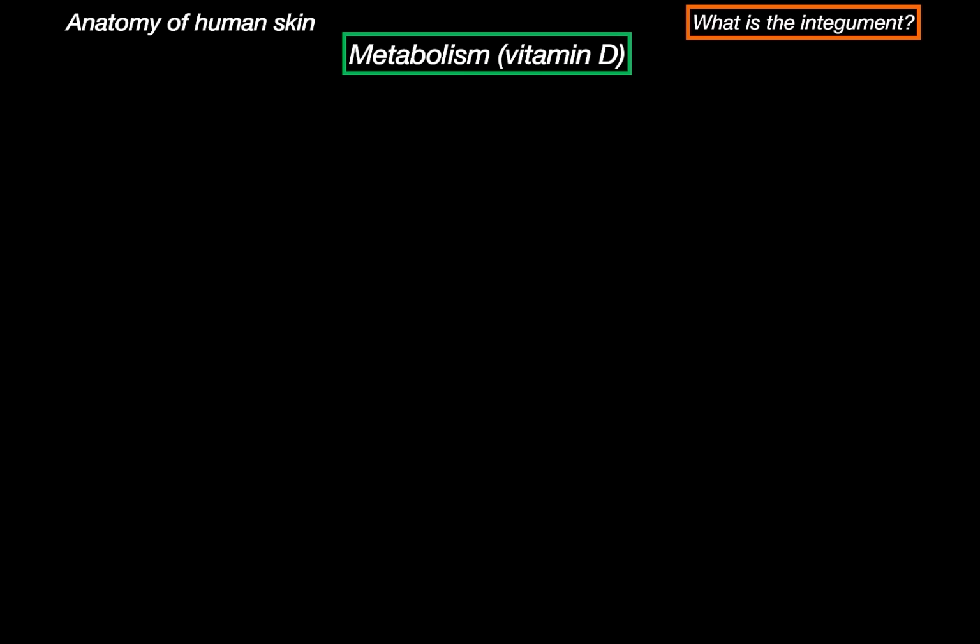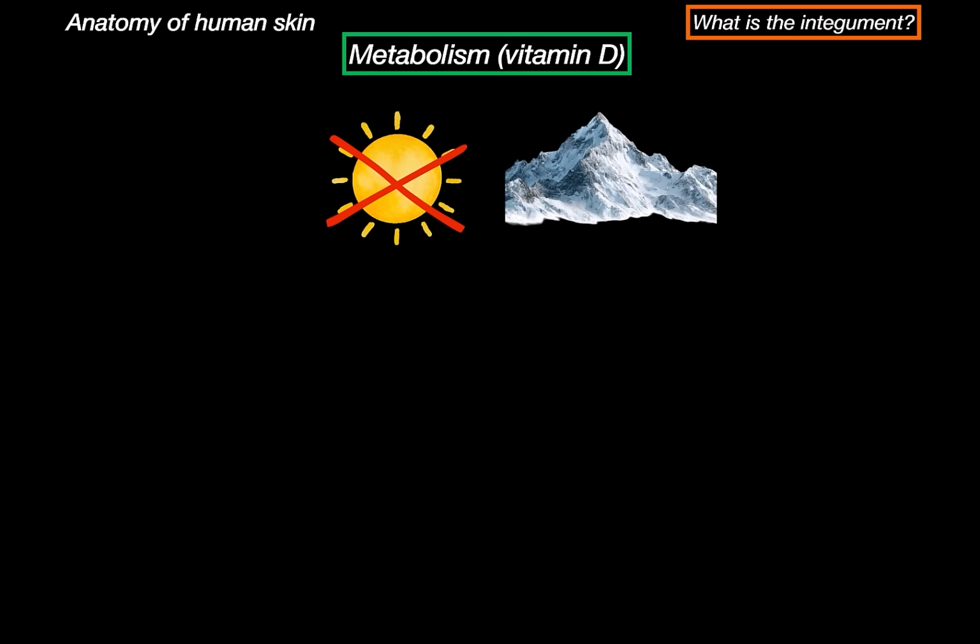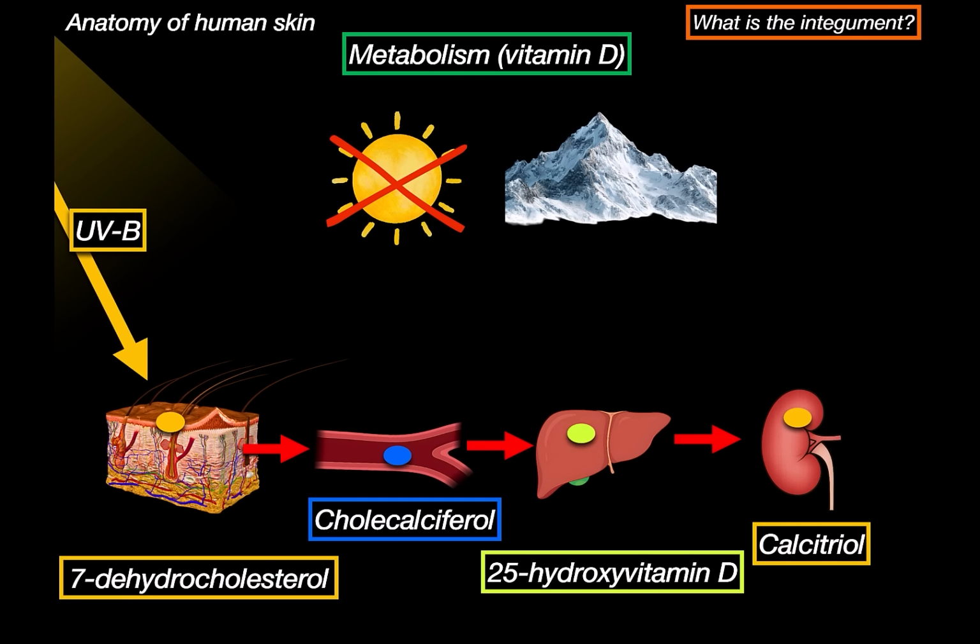Studies on vitamin D status in different populations consistently show that low sun exposure or living at high latitude can lead to lower vitamin D levels, because the first step in that pathway depends on the skin seeing enough UVB. So in that sense, your integument is also the first organ in an endocrine chain.